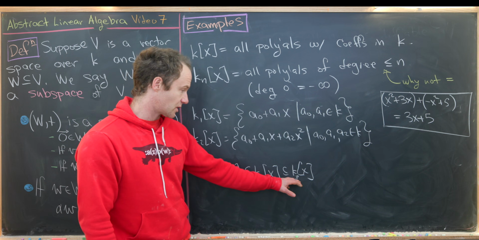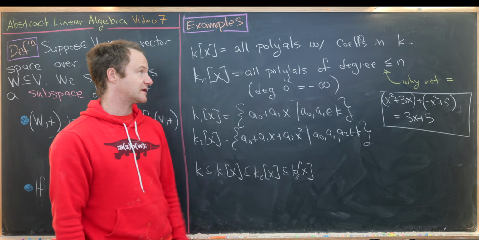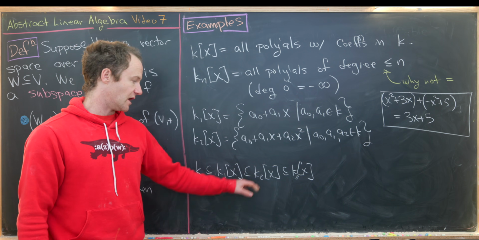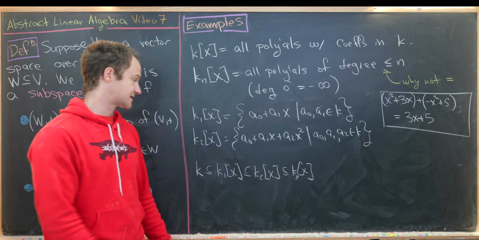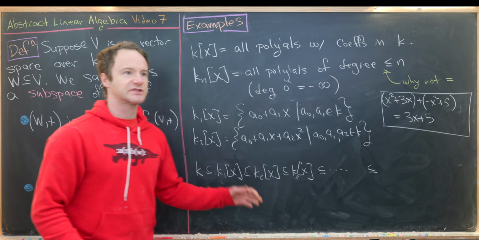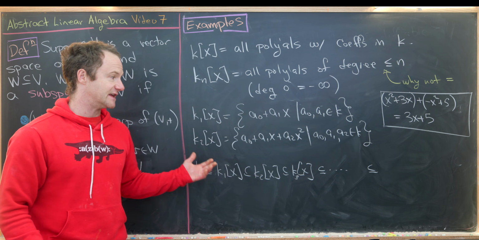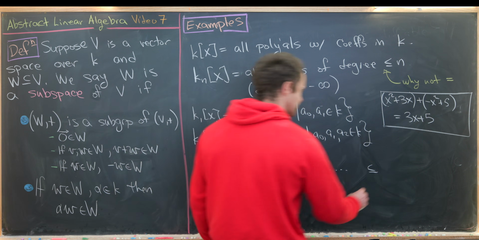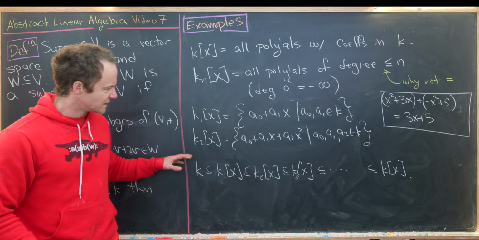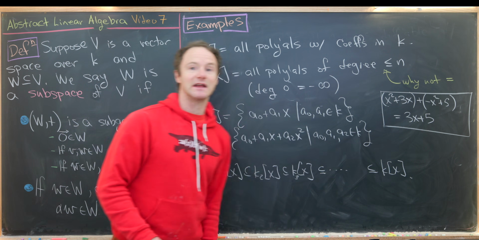And that's because, recall, K3 is all the polynomials of degree less than or equal to 3. That includes polynomials of degree 2 and less. And that's going to go on and on and on. But then there's going to be a certain space that is kind of above all of this, and that would be the vector space of all polynomials. So this is some sort of limiting object.